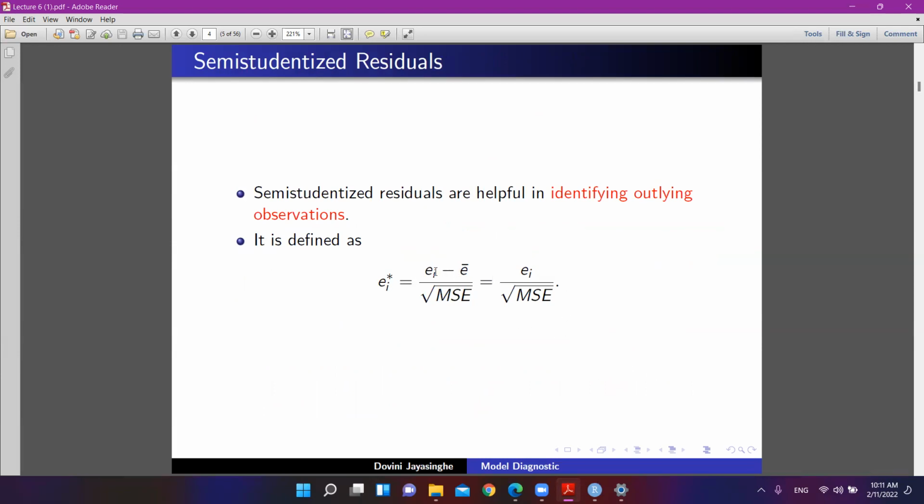So the gap between each and every error term individually, together with its mean, is basically this one, divided by the root of MSE. So residuals is basically this one. Semi-studentized residuals is basically this one. If you relate this with the mean squared error, you should be able to identify the outlying observations. If in your data set you have very far away observations, cannot-be-accepted types of observations, then by analyzing semi-studentized residuals you would be able to identify them.